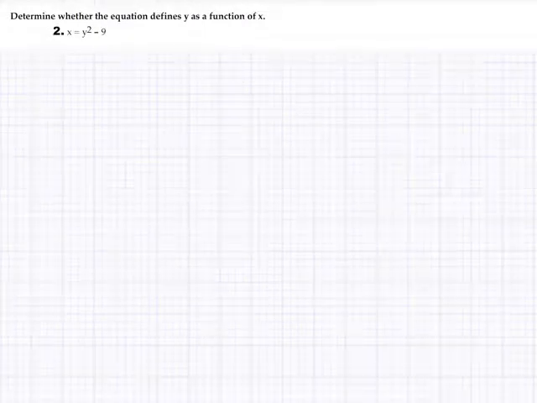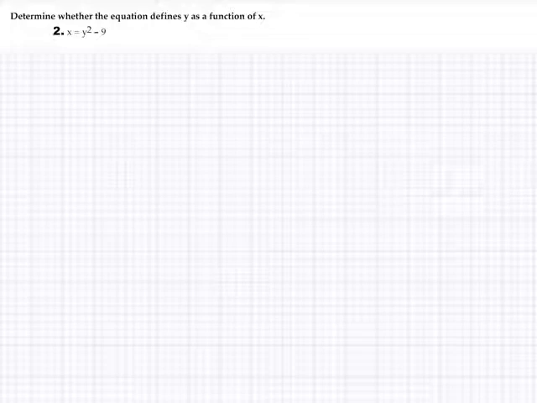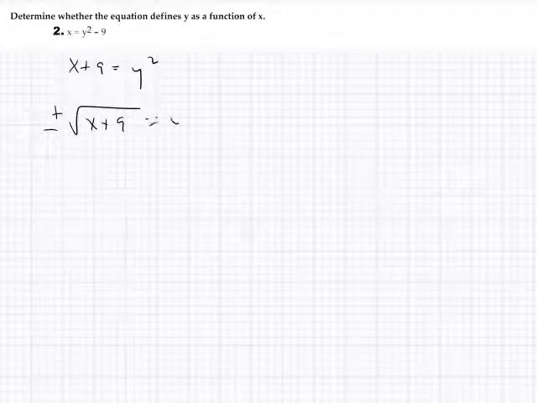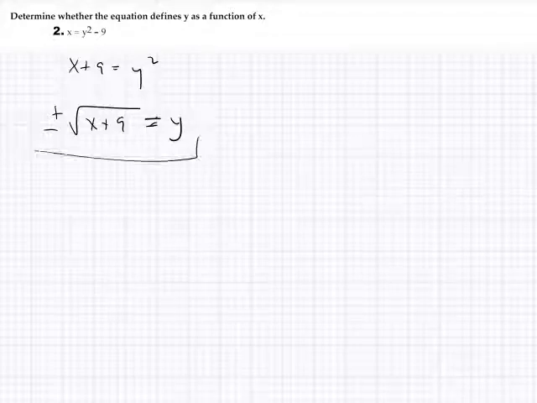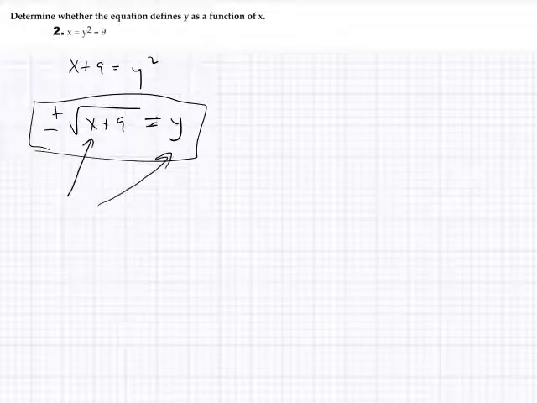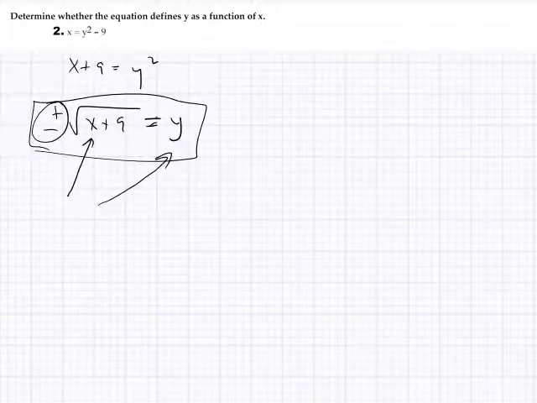In this question, we're determining y as a function of x based off the equation. If you want to solve this equation for y, we would get x plus 9 equals y squared, and then we would take the positive and negative square root of x plus 9, and that would be what y equals. And so looking at this, this is how you determine whether y is a function of x. In this case, do we plug in 1 x and get 1 y? And that would be a no because of the plus and minus. So no, this does not define y as a function of x because 1 x would give you 2 y values.